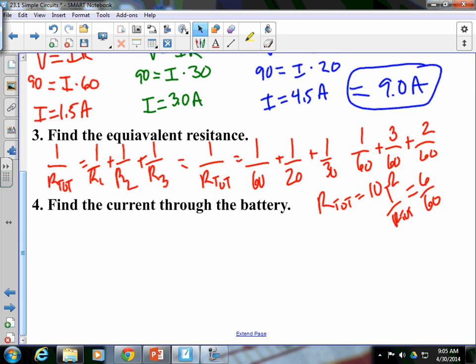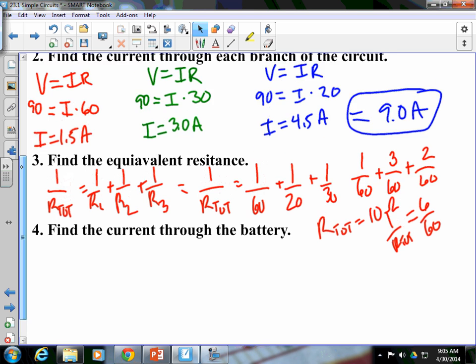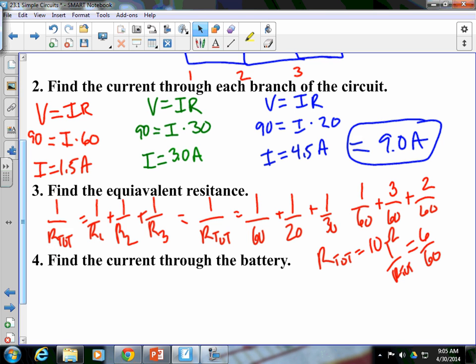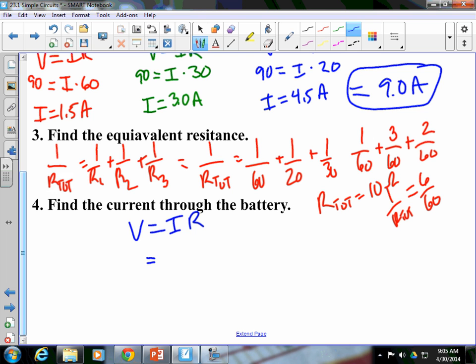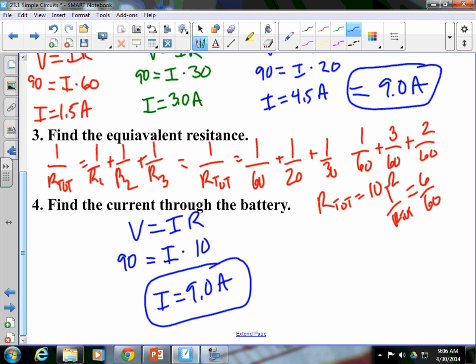Last question says, find the current throughout the battery. Well, we've already done that. We already solved for each individual current in part 2, and we added them all together to get 9 amps. But what we could do is go ahead and prove this. Again, using Ohm's law, voltage is equal to current times resistance. Our voltage in our battery is 90. We just are going to prove our current, and our resistance was 10. Well, what is 90 divided by 10? That is 9, and our current ends up being 9.0 amps.